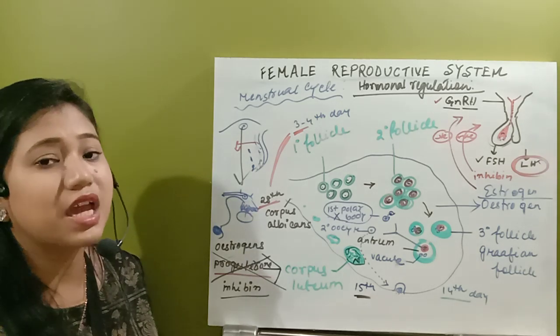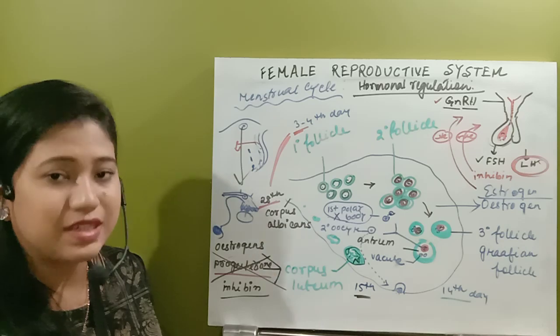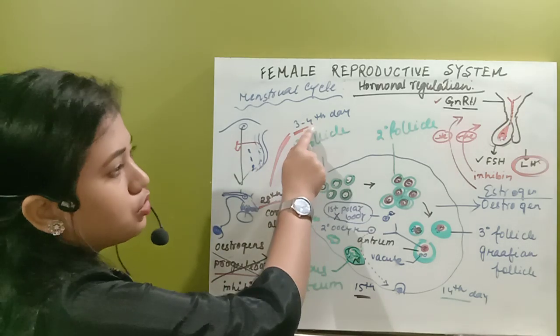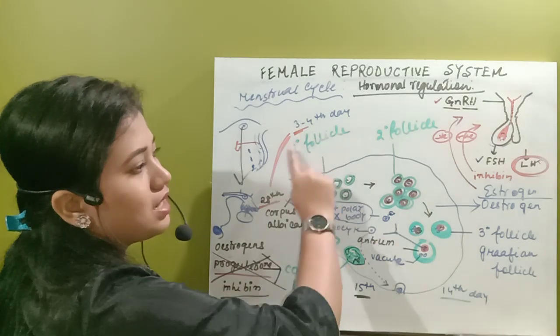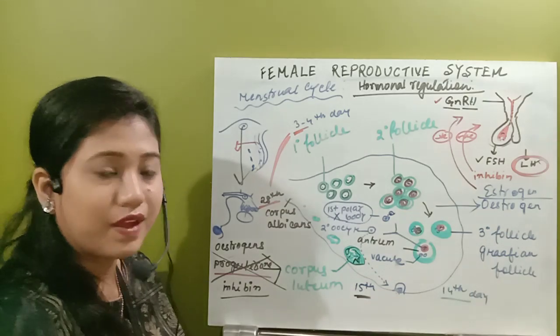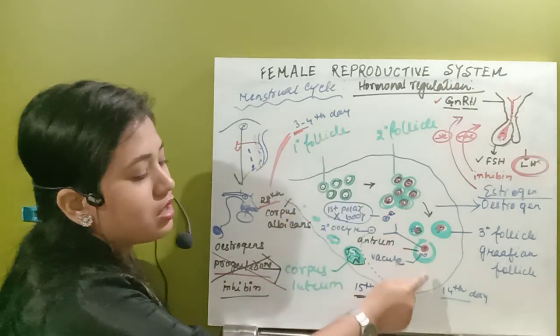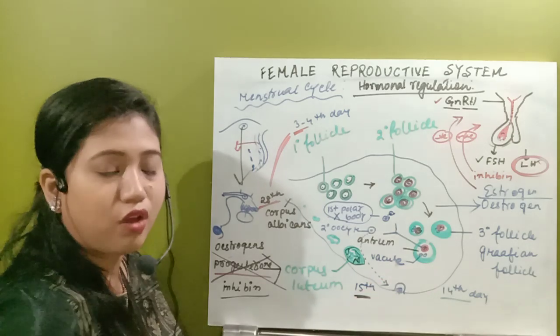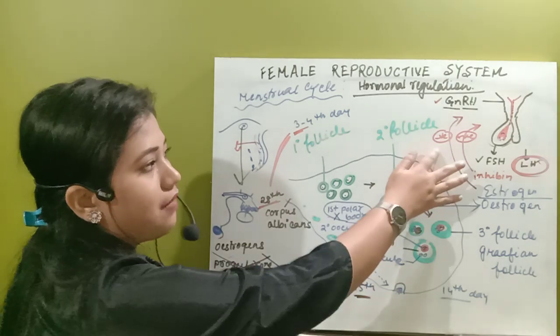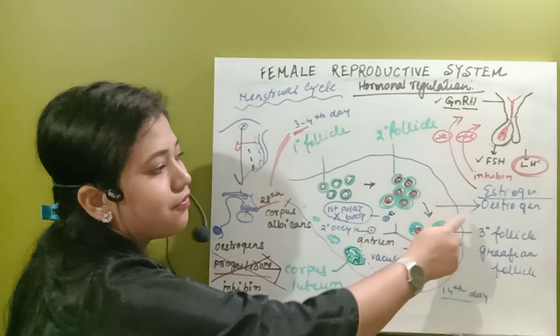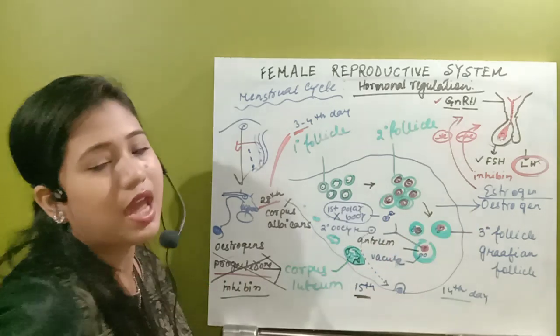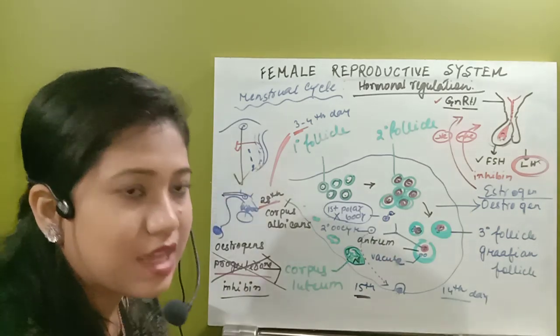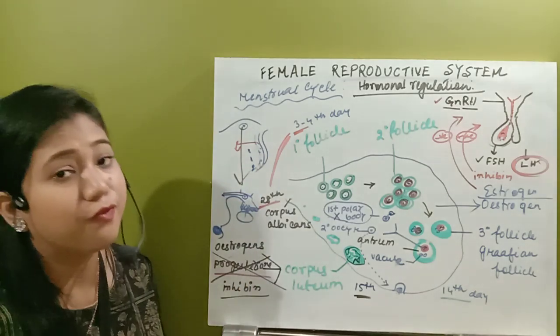So in this menstrual cycle we'll see 4 changes. First of all, from the 3rd to 4th day up to the 14th day, this phase is known as the follicular phase, when the primary follicle matures to the Graafian follicle. Under the influence of FSH, this follicle itself will release the estrogen hormone. Because of this estrogen hormone, the endometrium forms.